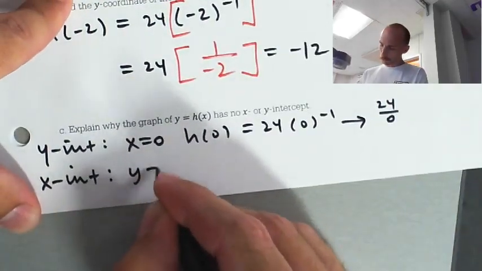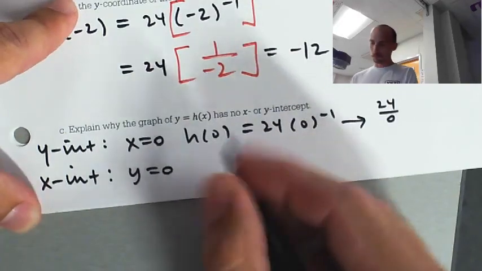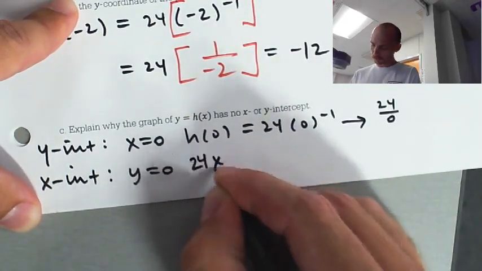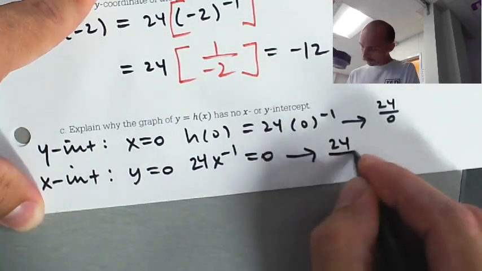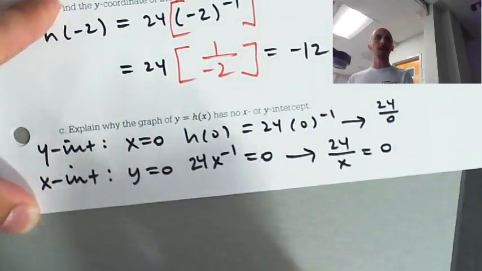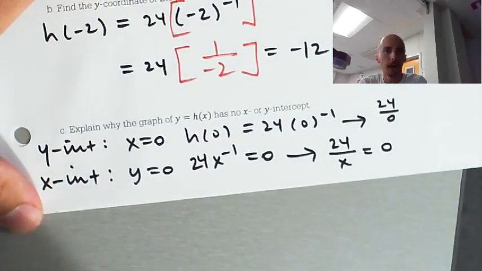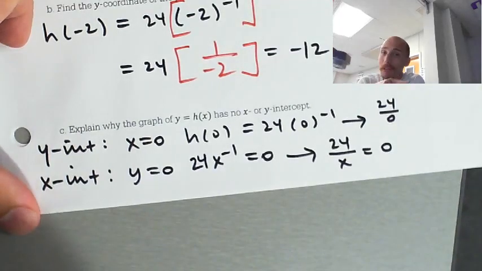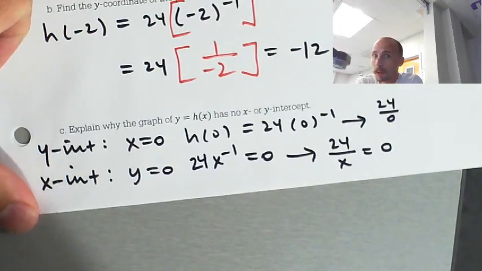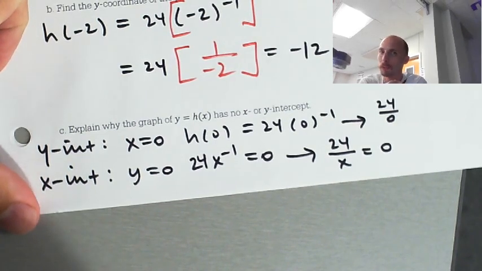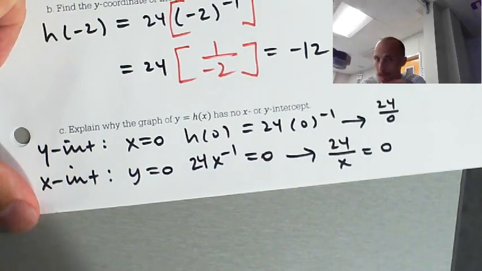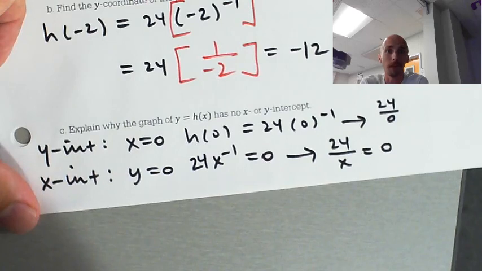For an x-intercept, that's going to be where y is equal to 0, and so h of x equals 0, so 24x to the negative 1 equals 0. That tells me that 24 divided by x is equal to 0, but think about that. Take 24 and divide it by a number. The bigger that x gets, the closer 24 over x gets to 0. But it can never equal 0, because the only way a fraction can equal 0 is if the numerator is 0 while the denominator is non-zero. That's on the numeric level.